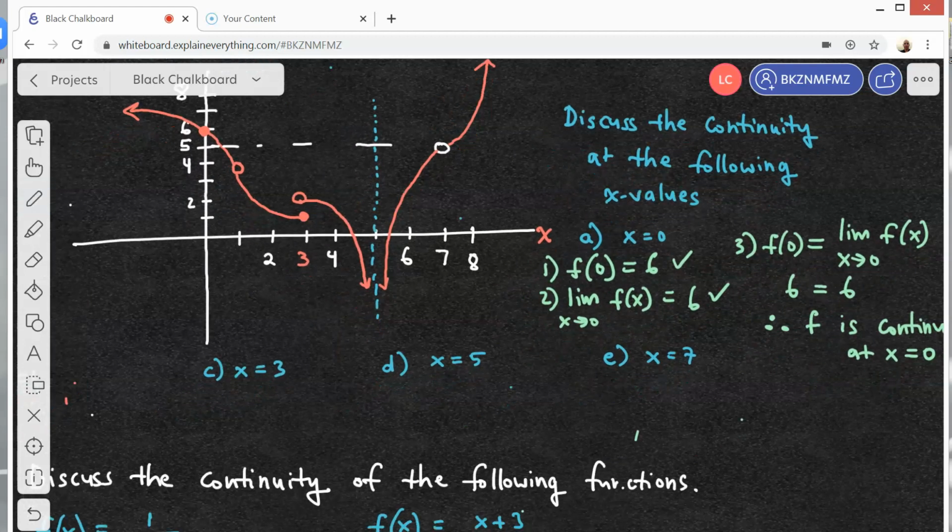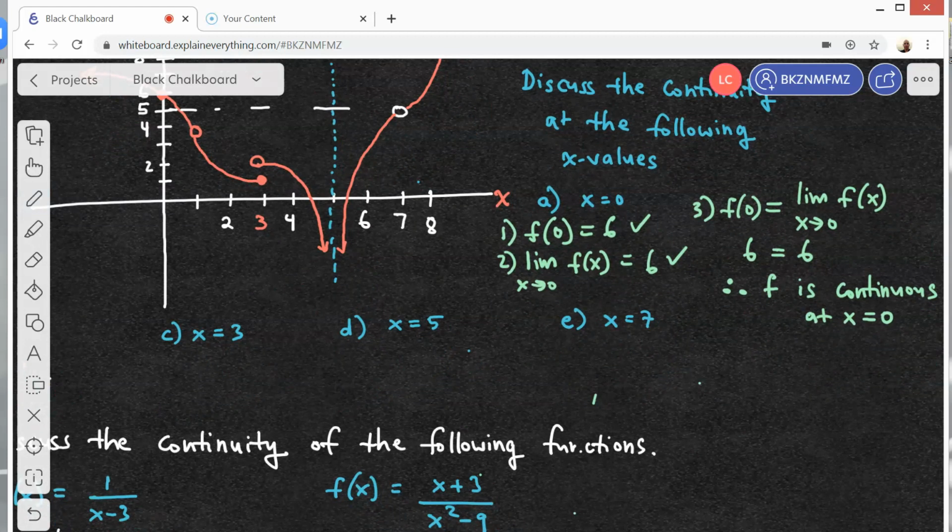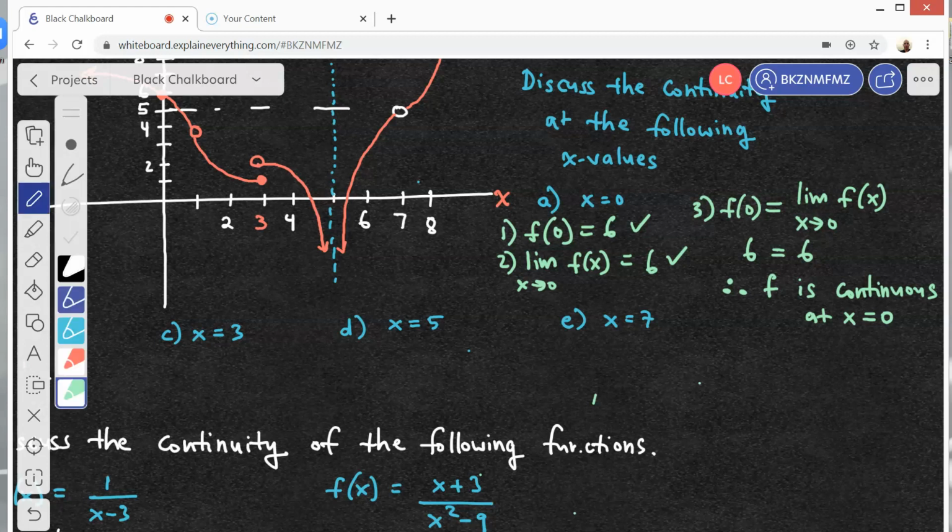So now we're looking at x equals 3. If we look at x equals 3, we're gonna ask ourselves the same 3 questions. The first question is, is the function defined at 3? So in other words, what's f of 3? That's the first question. Is the function defined? F of 3 looks like it's 1. The y value is 1 if you follow the y value. So we know the function is defined. The answer is 1.